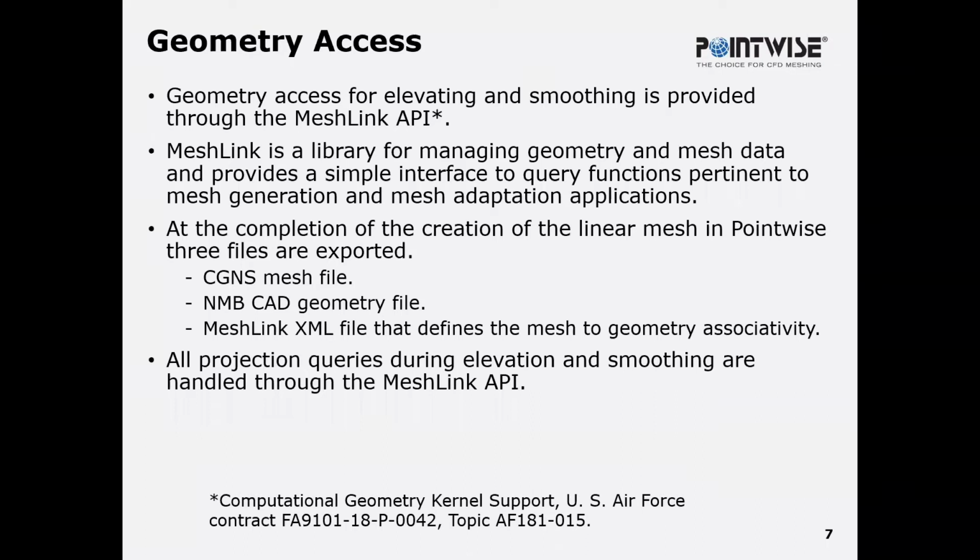At the completion of the creation of the linear mesh in Pointwise, 3 files are exported that will be used for the elevation and smoothing. There will be the CGNS mesh file, then the CAD geometry file, and the MeshLink XML file that just defines the relationship between the grid and the geometry. And all projection during elevation of the mesh and the smoothing are handled through the MeshLink API.